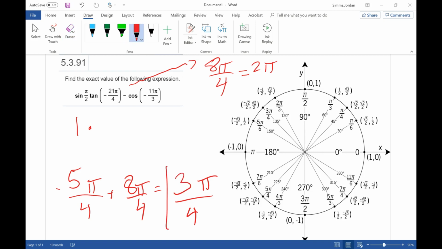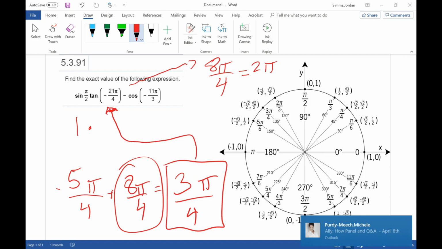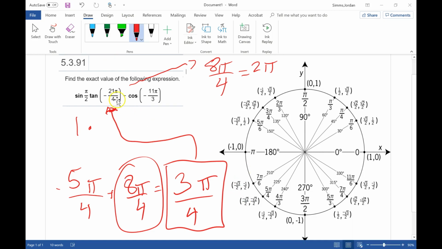3 pi over 4. Okay, so I hope I didn't lose you there. I just added 2 pi 3 times to that, built out an equivalent fraction, and now this angle, 3 pi over 4, is basically at the same spot, but a different rotation, as negative 21 pi over 4 is. So now again, let's find the tangent. Instead of that mess, let's find the tangent of 3 pi over 4.